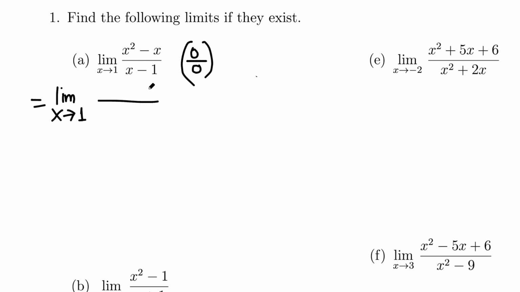On the top, x squared minus x, we can factor x out. That leaves x minus 1. You can check by distributing. On the bottom, x minus 1. Okay, now the x minus 1 cancels. Only x is left. Now we replace x by 1 because x tends to 1. So here is x, so this is 1.